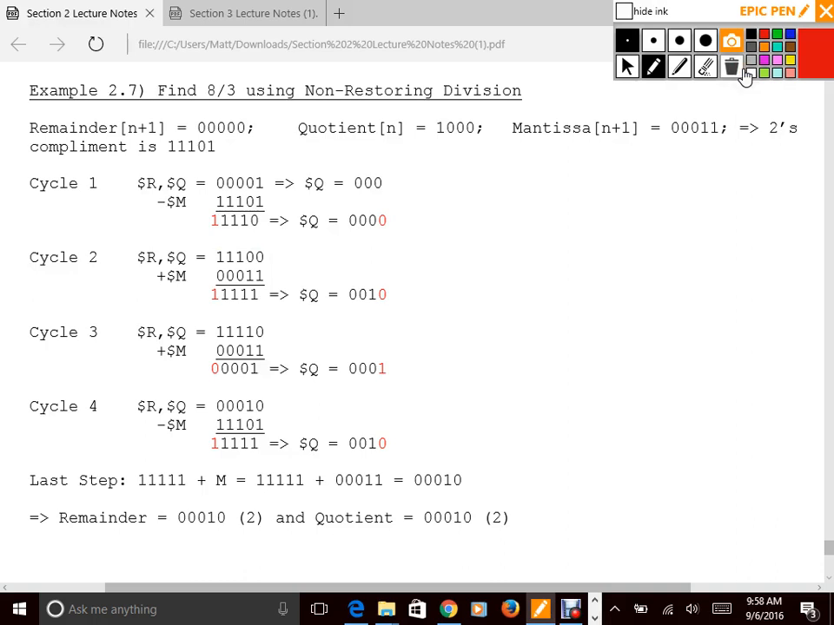We do not have to restore because it's non-restoring division in this case. So cycle 2, we left shift the remainder. So we had 1, 1, 1, 1, 0, right? We left shift it, so it becomes 1, 1, 1, 0, blank. The most significant bit of the quotient becomes the least significant bit of the remainder. So we have 1, 1, 1, 1, 1, 1, 0, 0.